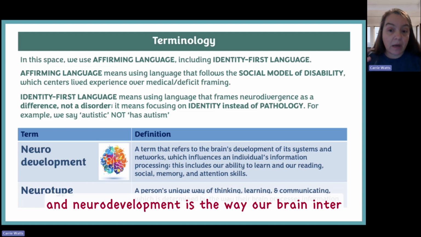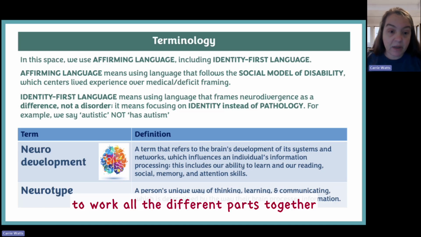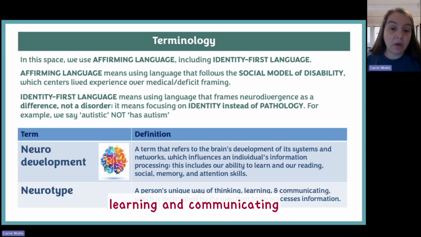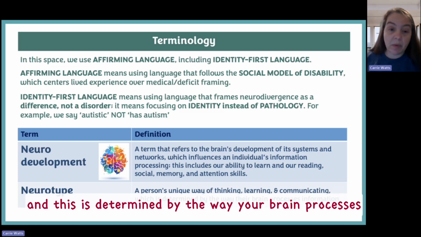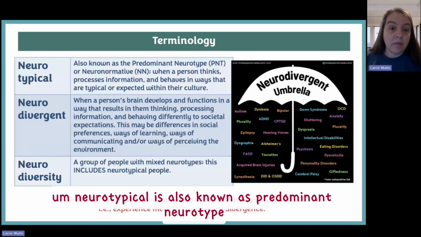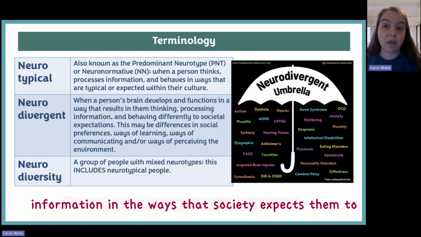Neurodevelopment is the way our brain develops to work all the different parts together. A neurotype is a person's unique way of thinking, learning, and communicating. And this is determined by the way your brain processes information. Neurotypical is also known as predominant neurotype or PNT. A neurotypical person is someone who thinks and processes information in the ways that society expects them to.